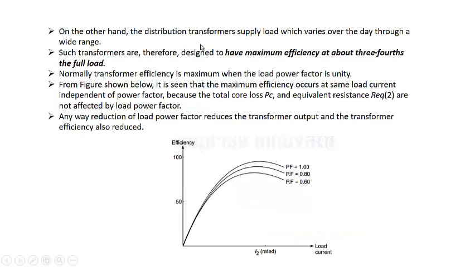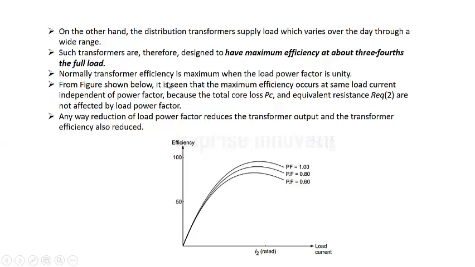On the other hand, the distribution transformer supplies a load which varies over the day through a wide range. We cannot say that all the time the distribution transformer is loaded equally. The load will change as per the requirement. Such transformers are therefore designed to have maximum efficiency at roughly about 3/4 of the full load, that means at 70 to 75%. So in case of power transformer, maximum efficiency is kept at full load, whereas in case of distribution transformer, maximum efficiency is kept at 3/4, or you can say 70 to 75% of the full load.